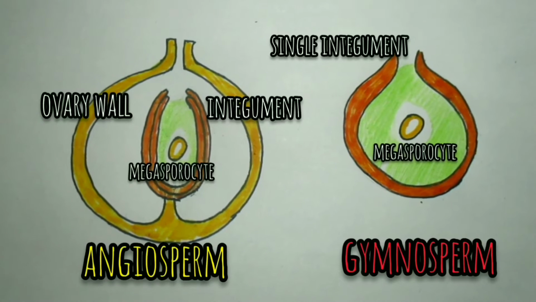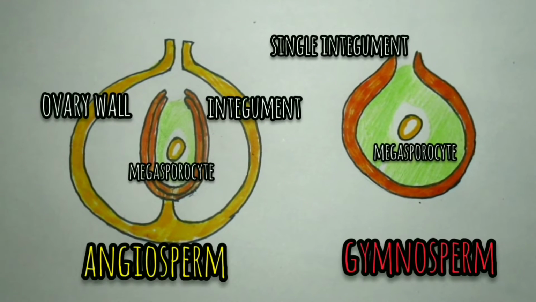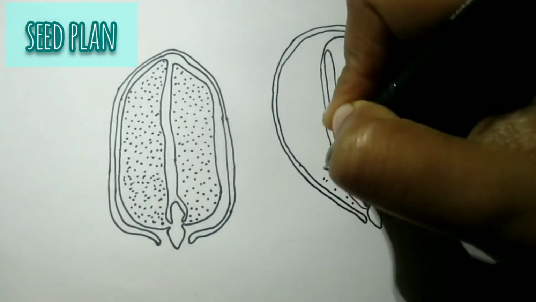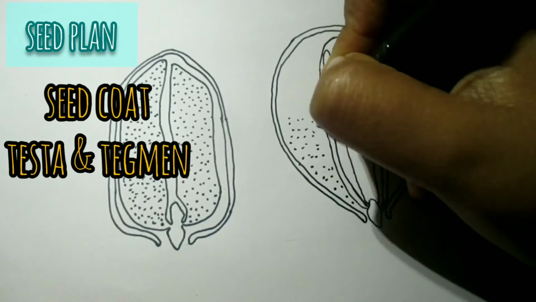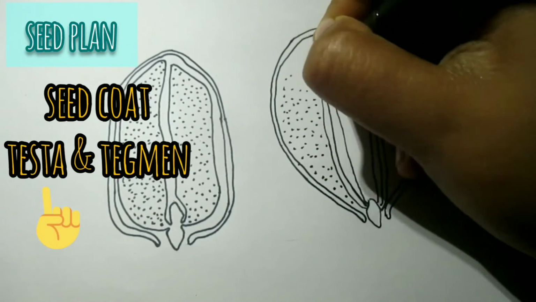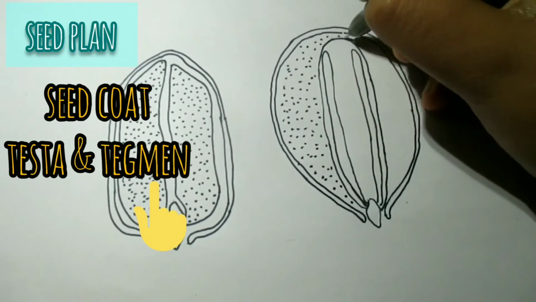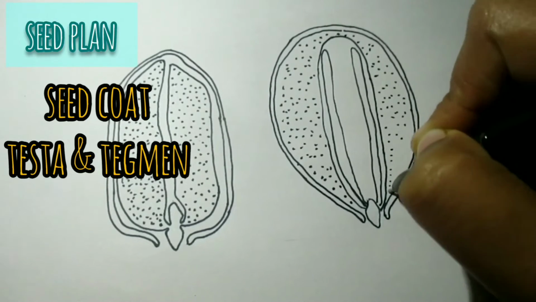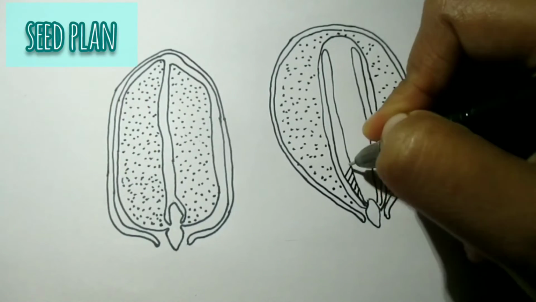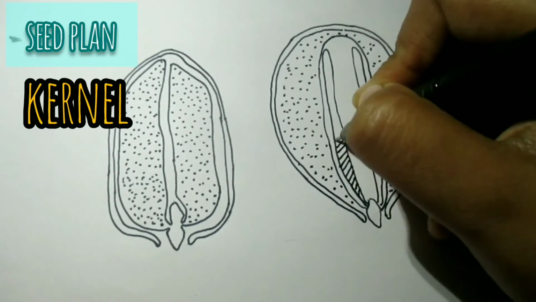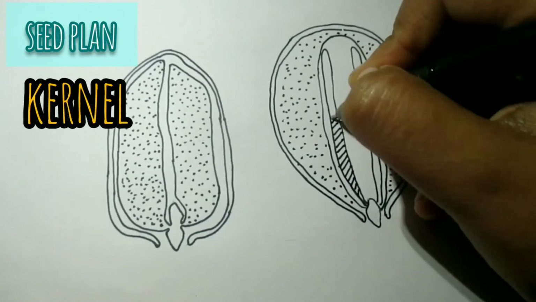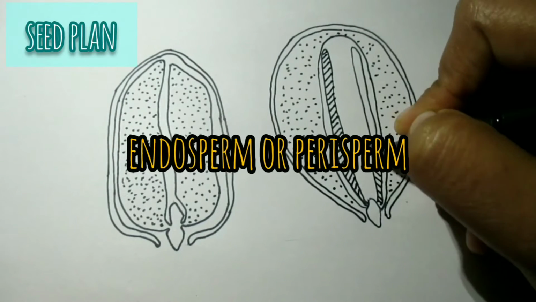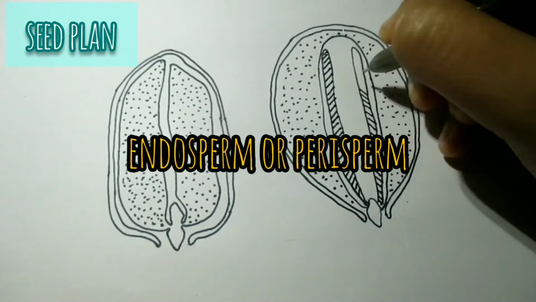If the embryo within a seed gets killed, it fails to germinate under all conditions. Every seed plant has a seed coat, which is really the two dried up integuments: the testa, the outer integument, and the tegmen, that is, the inner integument. The testa and the tegmen may sometimes get so much fused together that they cannot be separated. Inside the seed coat is the kernel of the seed, which contains the embryo or the rudimentary plant, the most important part of the seed, and may or may not be accompanied by some nutritive tissue which is known as endosperm and perisperm.